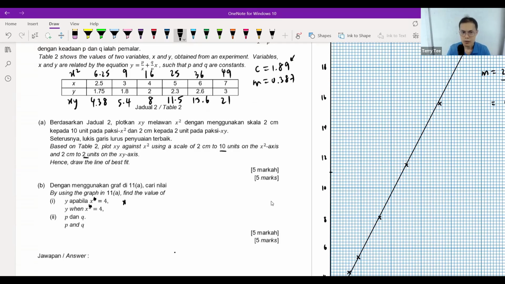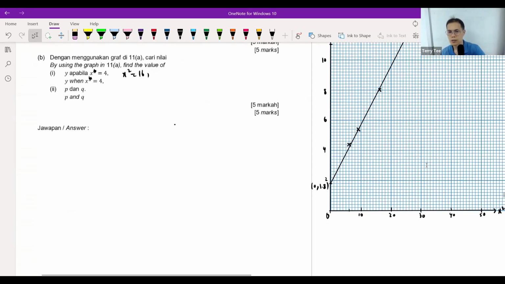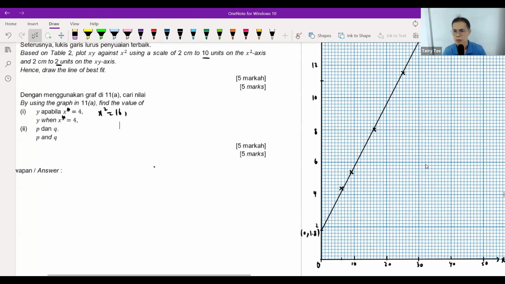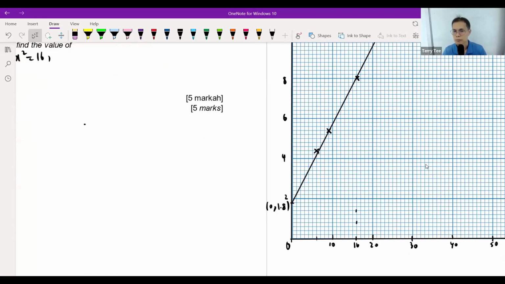So if your x is 4, your x squared is supposed to be 16. So from the graph, where is 16? Okay, I'm going to zoom in here. 16 is over here. Move it up.